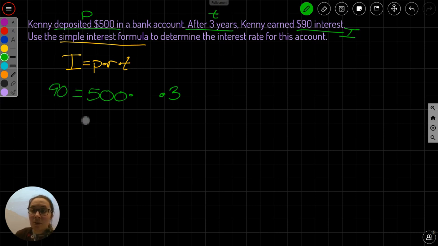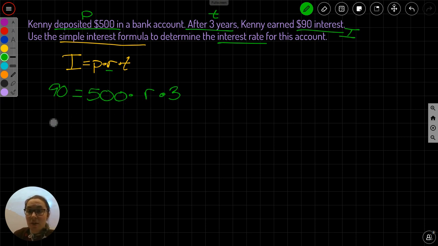Use the simple interest formula to determine the interest rate. So we're trying to find R. We don't know what R is. That's our goal. Find R. So now we have an equation. We have 90 equals 500 times R times 3.